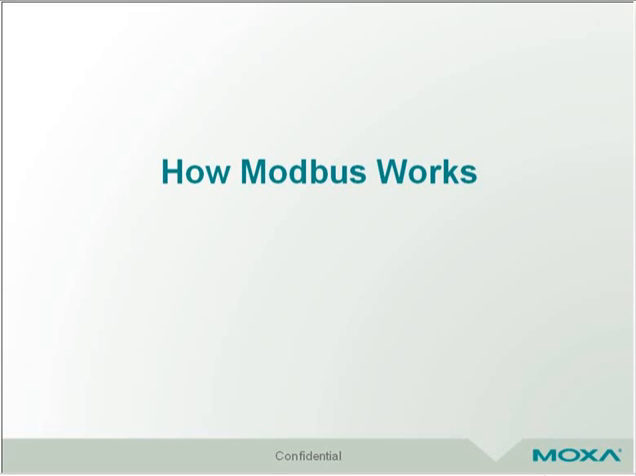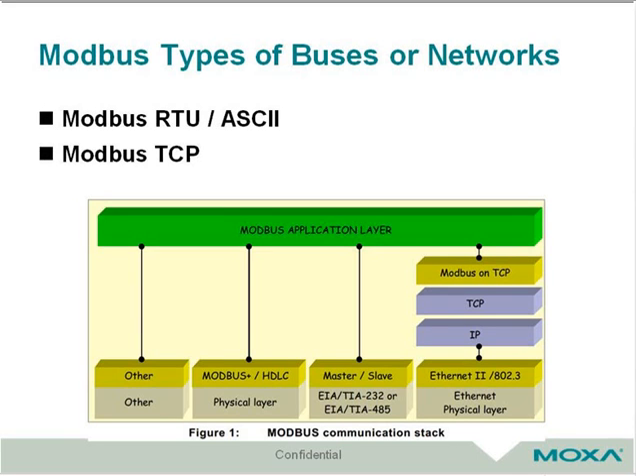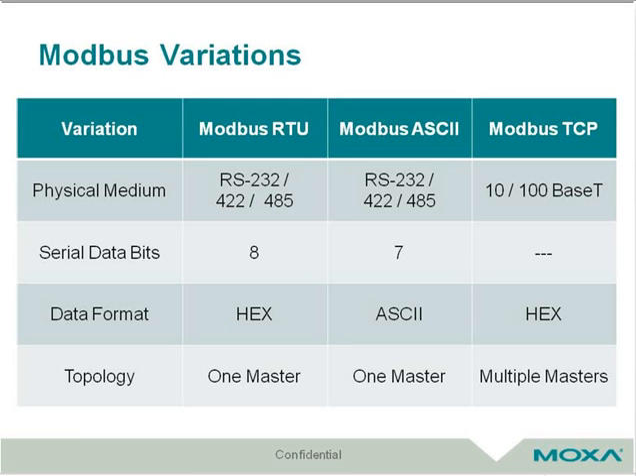The second part is how Modbus works. After this slide, we are talking about the application data unit. Based on different physical media, Modbus has different variations. In this course, we will focus on Modbus RTU, ASCII, and Modbus TCP. This is a comparison sheet of those variations.